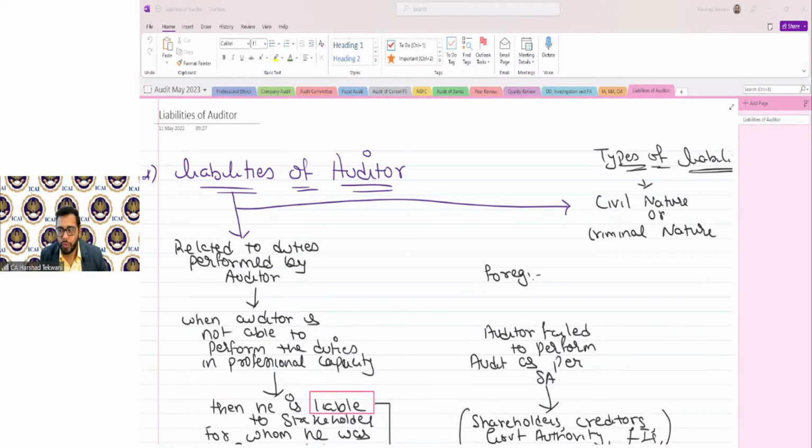If you want to perform an audit, you can ask another chartered accountant in practice or a partner to perform the audit on your behalf. But still, if you are signing, you are liable. You need to see everything. If you are signing the audit, you need to ensure that everything is done correctly and appropriately.